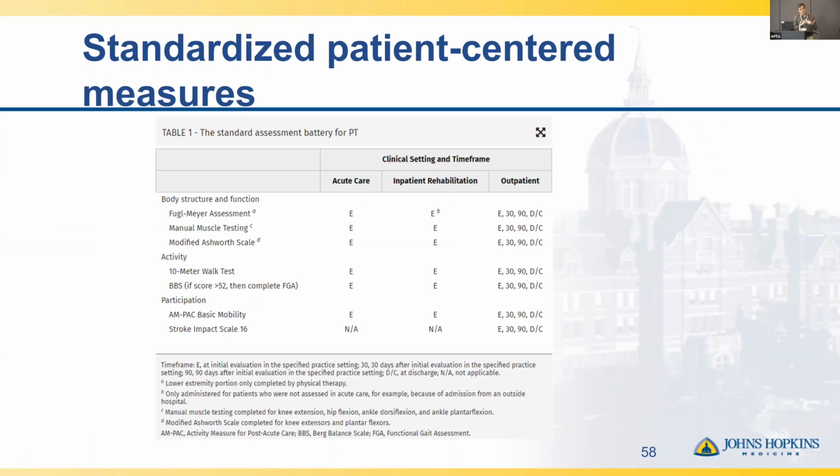We put together our battery to be representative of the different domains of the ICF model. And so you'll see body structure and function measurements, activity measurements, and participation measurements. And the different measurements are taken by different groups of clinicians. A lot of the lower extremity measurements are taken by PTs. A lot of the upper extremity motor assessments are done by OTs. And some of the cognitive testing is done by SLPs.